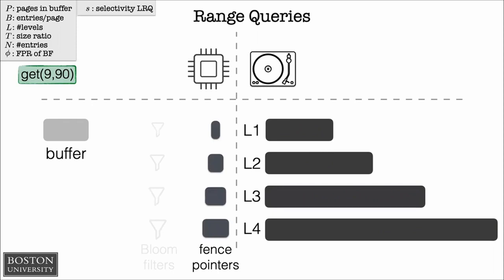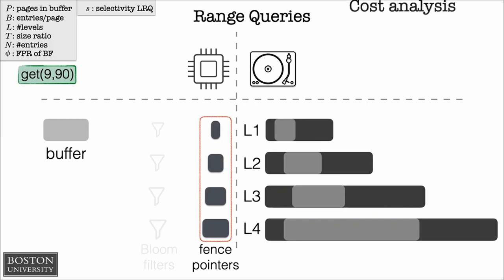Bloom filters are designed only for point queries. So instead, we'll still use the fence pointers to point us to the corresponding pages per level. And now we know that these are the pages that I have to read. Of course, there might be some values to be trimmed in the beginning and the end of this range, but I know that I have to essentially merge these, in this example, 4 sorted runs to give the result back to the user for the values between 9 and 90.